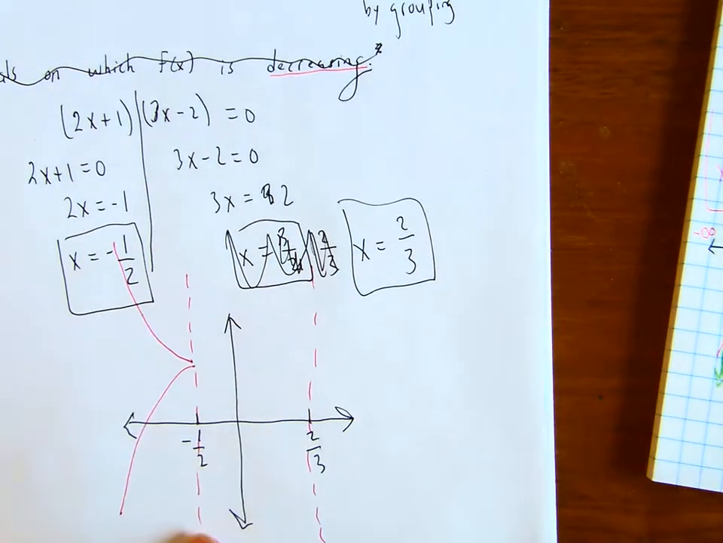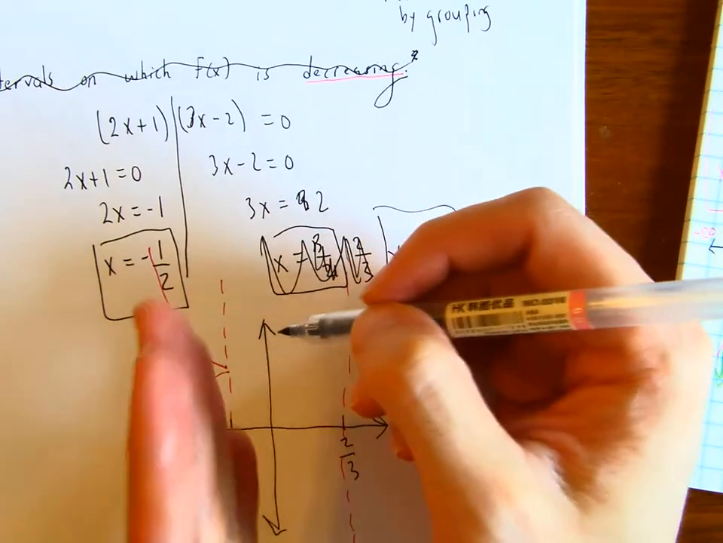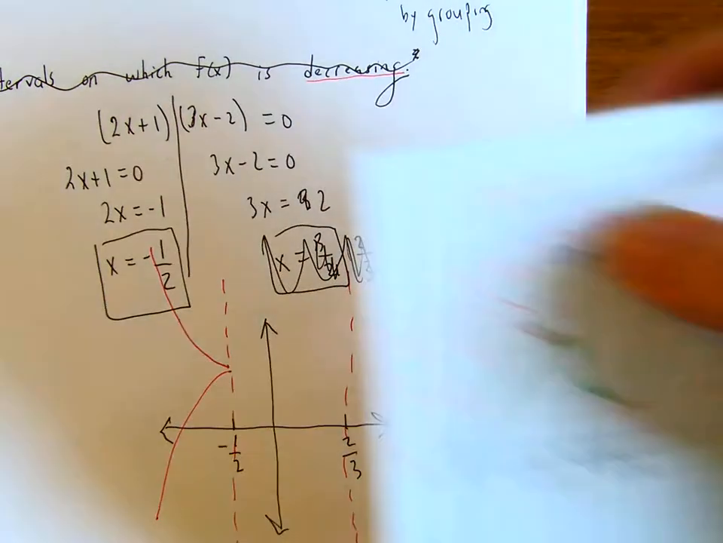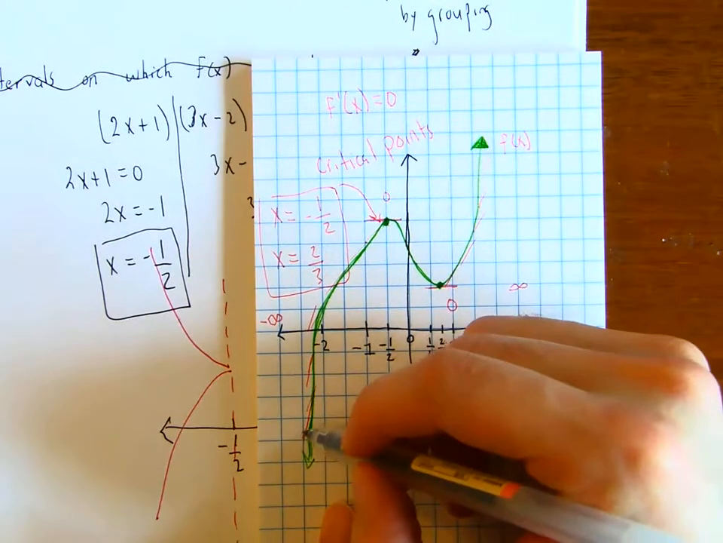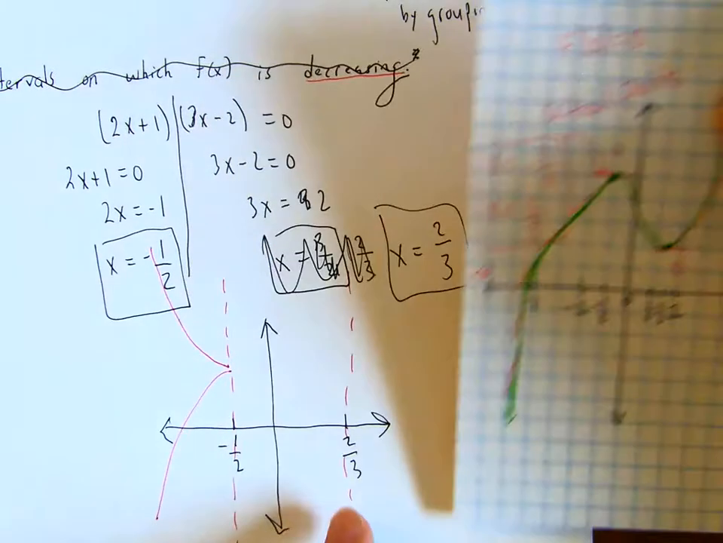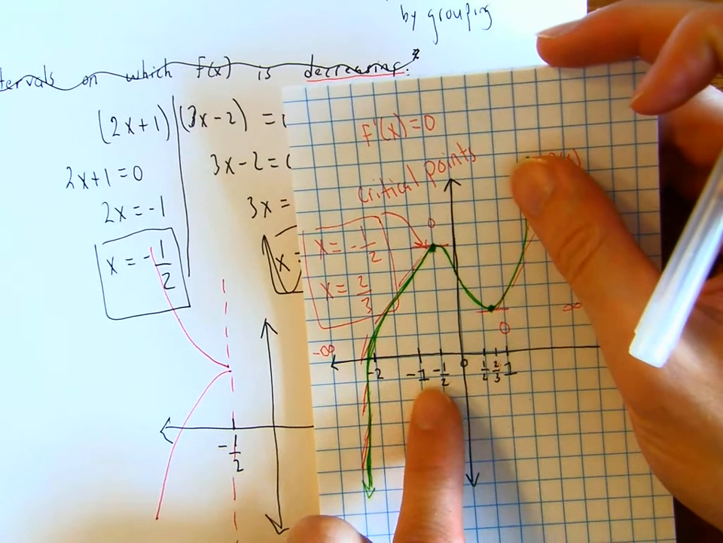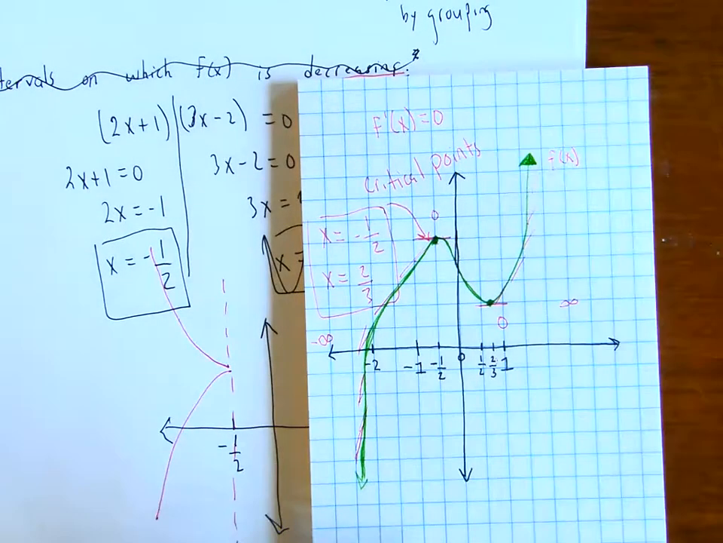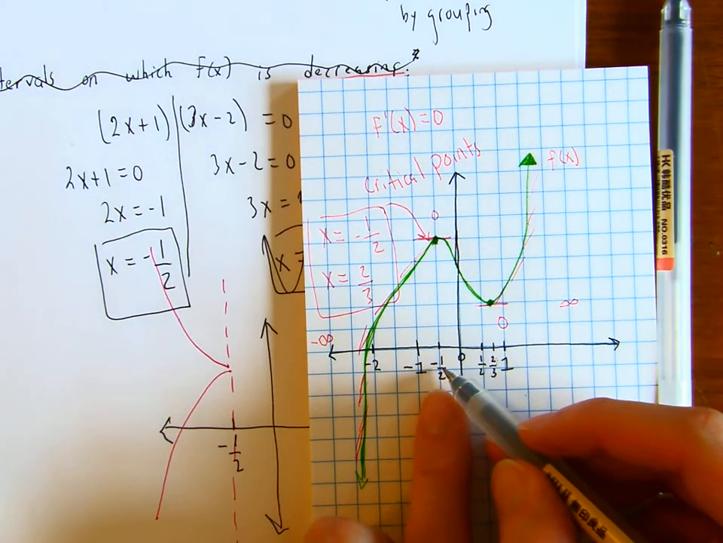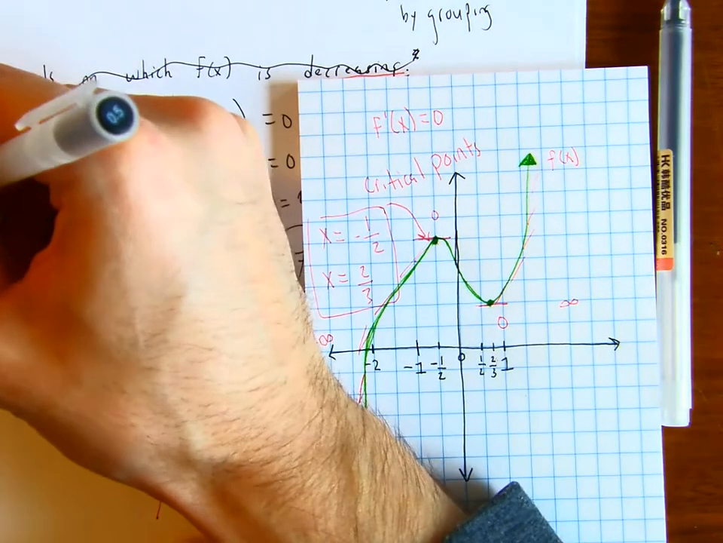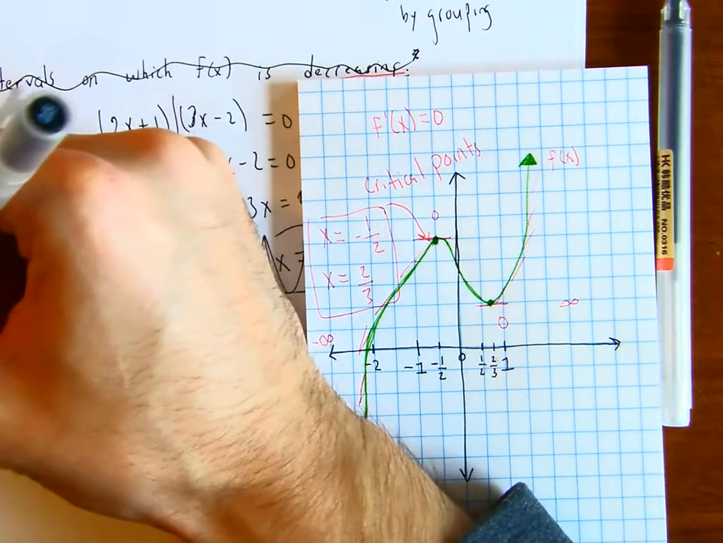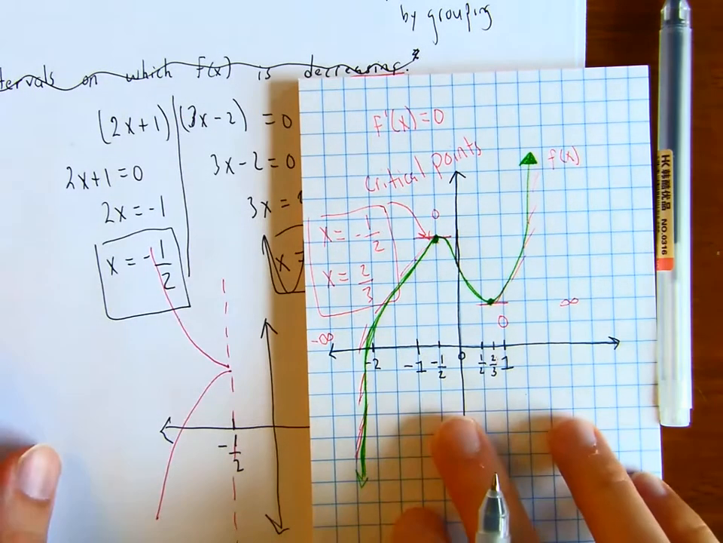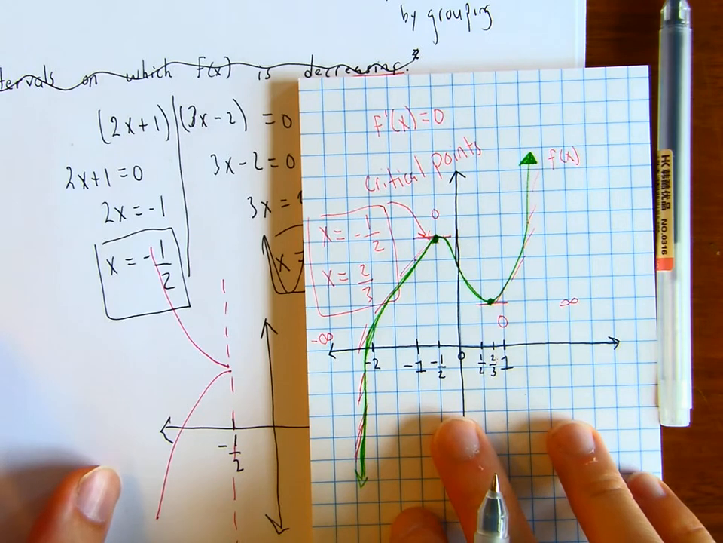And the idea is, all you need to do is plug in a number left of negative a half. For example, if we know that the graph is positive, right? If I plug in a number left of negative a half, I'm going to get a positive number. So let's see why that works. So let's pick any number left of negative a half. Let's say we pick x equals negative 1. If I plug in f prime of negative 1, that means I'm plugging in negative 1 into the derivative.